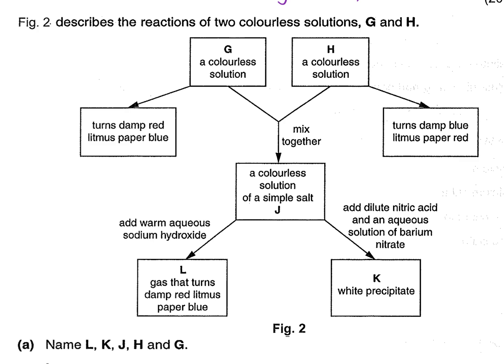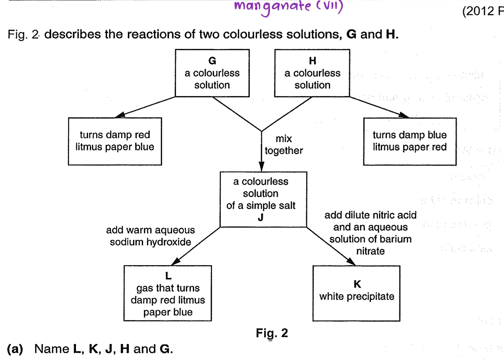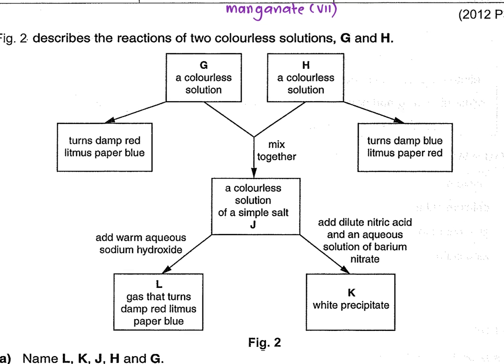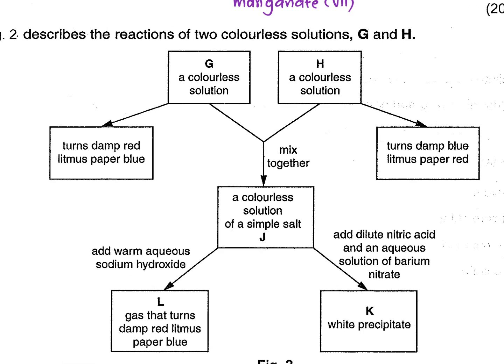Okay, so if you look at this particular question, you need to pick out the observation, because the observation tells you certain clues. Then pick out the key reagent that will tell you what you're actually testing for. Then after that, you can actually solve this question.